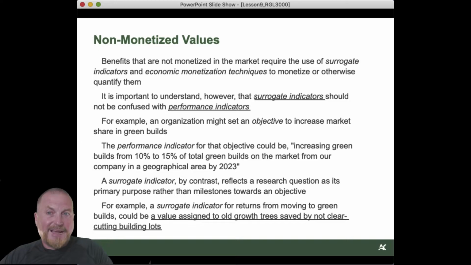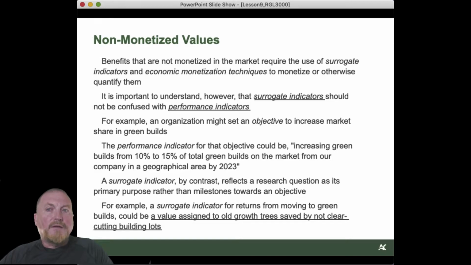Performance indicators are exactly that, where you set goals for the performance of your organization or your activities. For example, if it was a builder, he might be setting a target of increasing green builds by 10 to 15% of total green builds on the market from our company and geographical area by 2023. That's a performance indicator that you set to direct your organization. A surrogate indicator, by contrast, reflects a research question as its primary purpose, rather than milestones towards an objective.